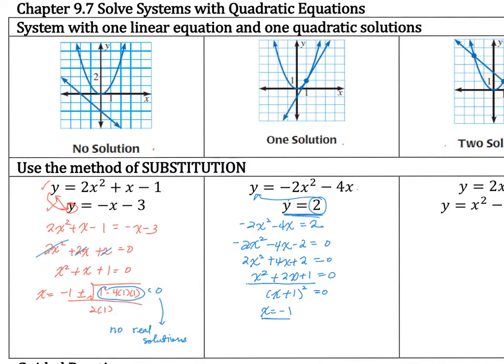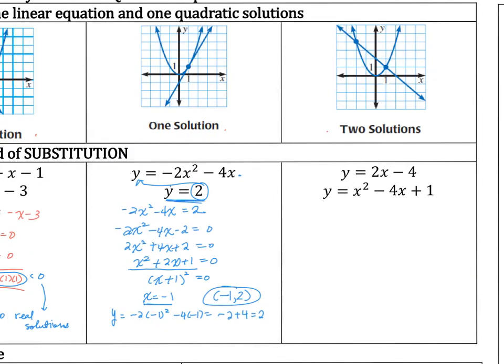And I could check it with the first quadratic equation here. Y equals negative 1 squared minus 4 times negative 1, 2 plus 4 equals 2. So your solution is only negative 1, 2.